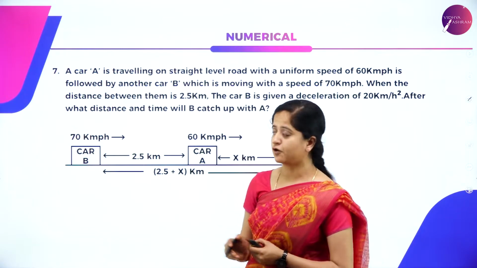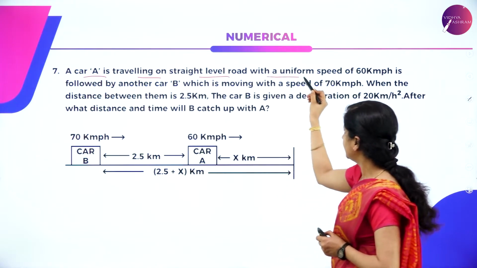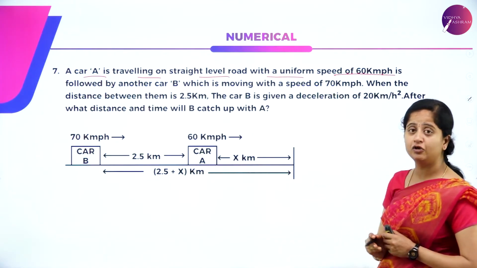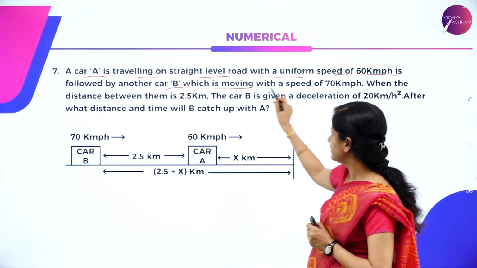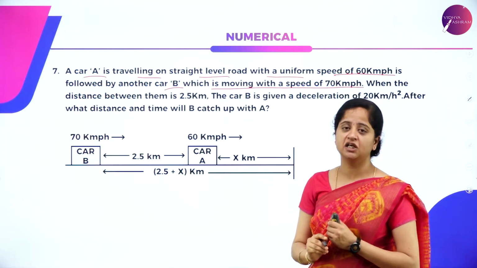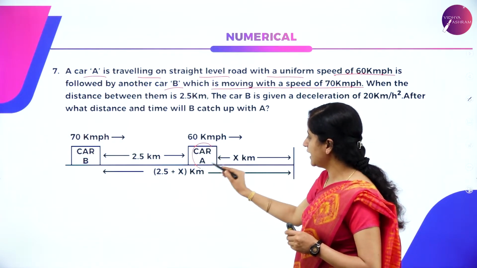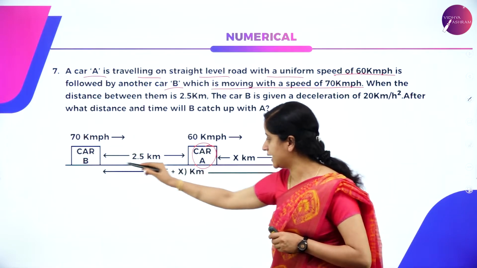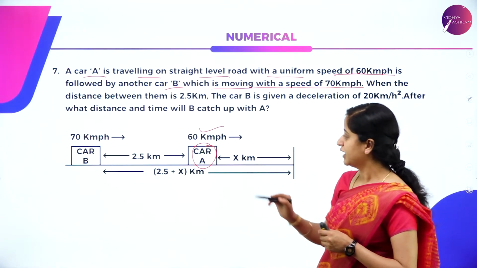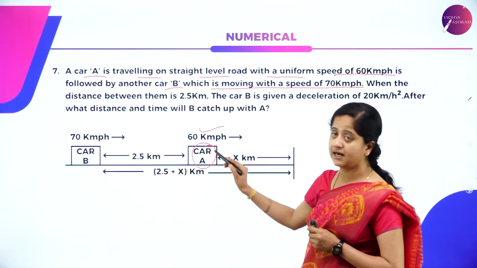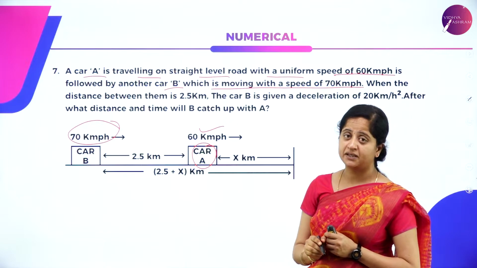Let us solve one more problem. A car A is traveling on a straight level road with a uniform speed of 60 km per hour, and is followed by another car B which is moving with a speed of 70 km per hour. In this problem, we have two cars. Car A is traveling on a straight level road with a speed of 60 km per hour, and car B is following car A and is moving with a speed of 70 km per hour.